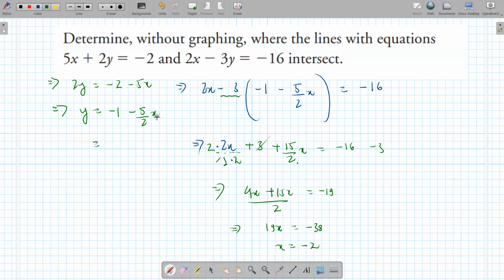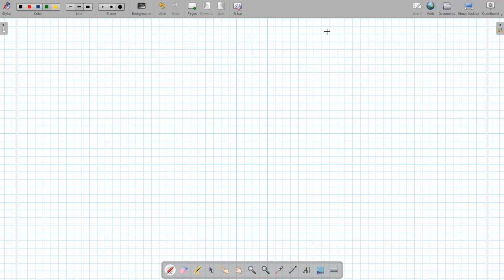Then you're going to plug that x back into this y equation to find what y is. Negative 5 over 2 times negative 2. This becomes negative 1 plus 5, which is 4. Therefore, these two lines are going to intersect at negative 2 comma 4. And that's the final answer. Make sense? Again, it's a substitution question, but in this case, we're dealing with fractions, and expect these kind of questions on your tests, because the numbers are not always going to be nice.